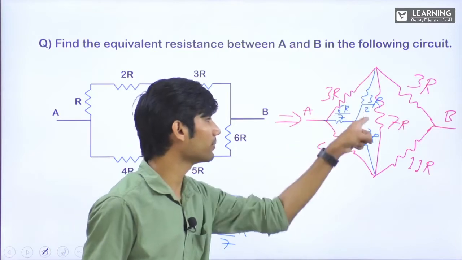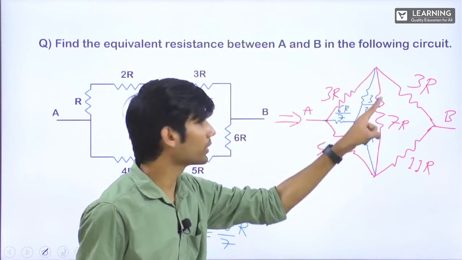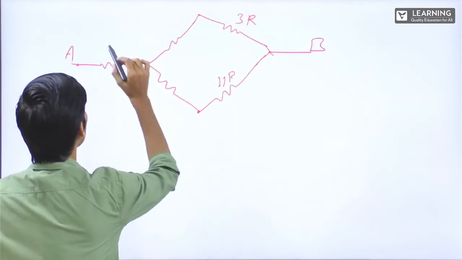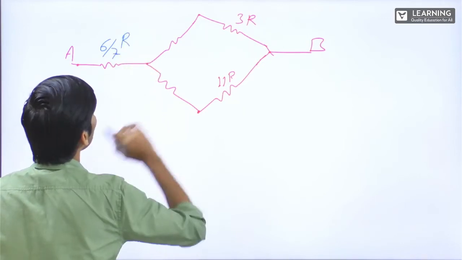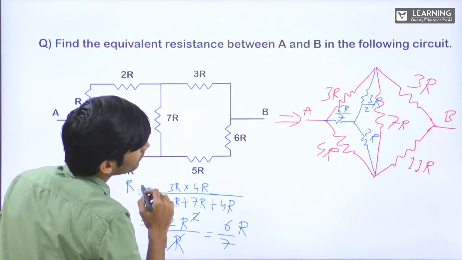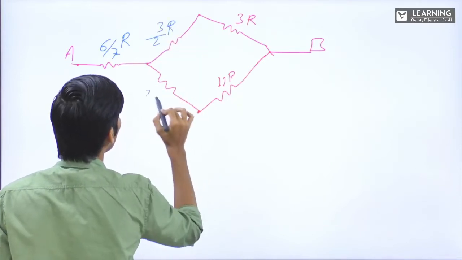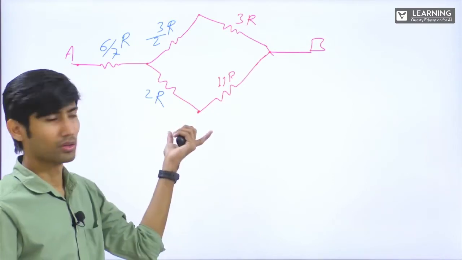6 by 7R, 3 by 2R, 2R. This delta has to be removed and this circuit has to come here. So this is, let me write, 6 by 7R, 3 by 2R and 2R. Now can you solve this? It is easy now. Or do you want me to solve?